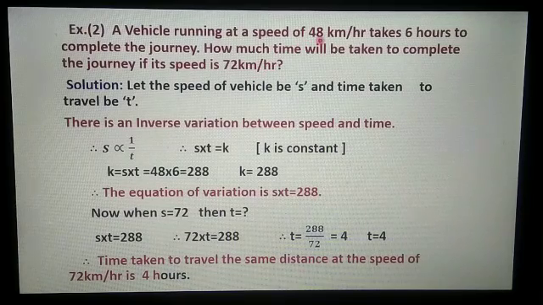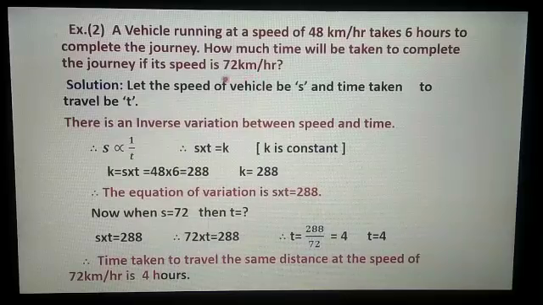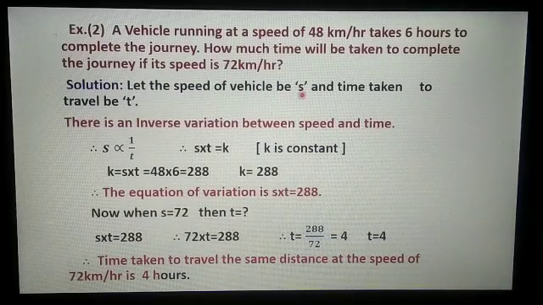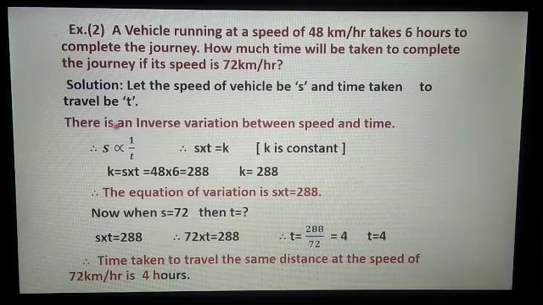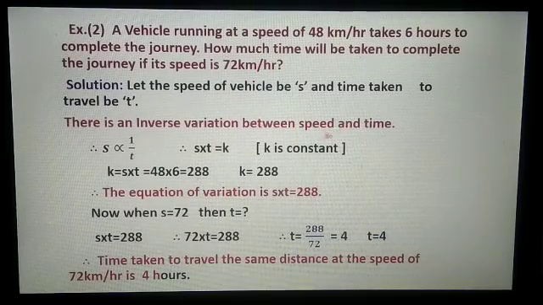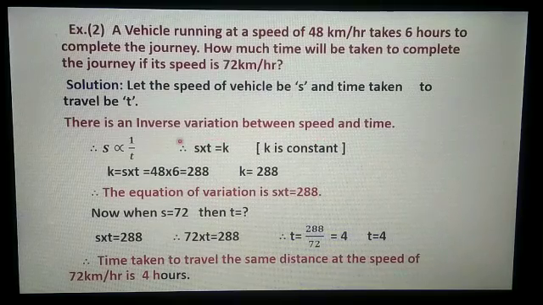First the speed is 48 km per hour. Then the speed is increasing to 72 km per hour. Okay. So let the speed of the vehicle be s. We'll give the names, letters. Let the speed of the vehicle be s and the time taken to travel be t. Okay. So there is an inverse variation between speed and time. Earlier the speed is 48 km per hour. Then the speed is increasing here, so 72 km per hour. So the time and speed vary here. So this is an example of inverse variation.